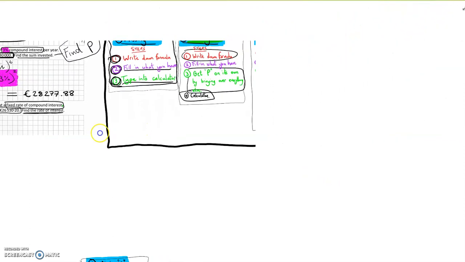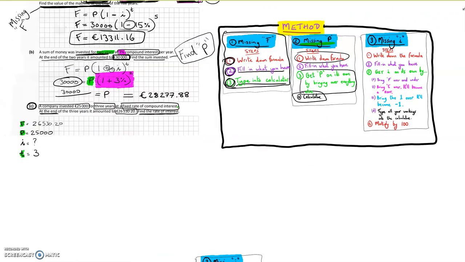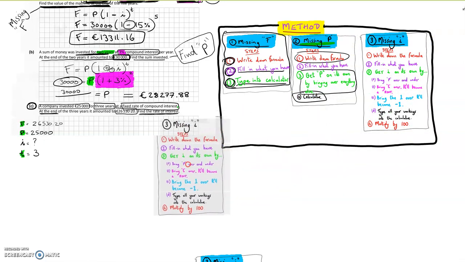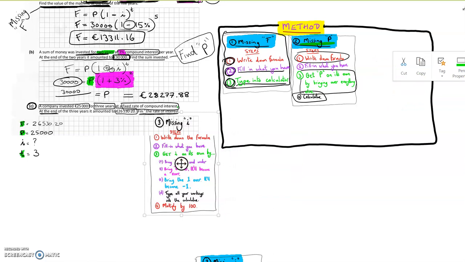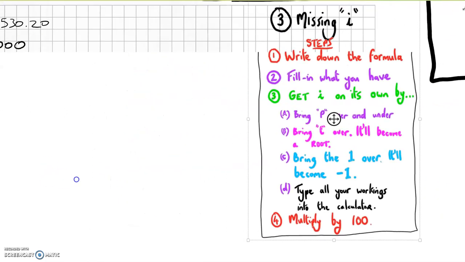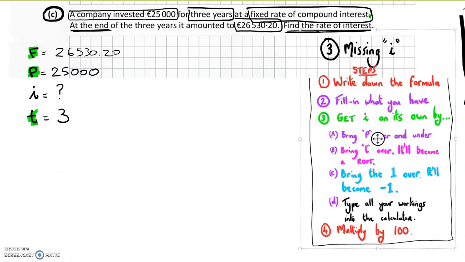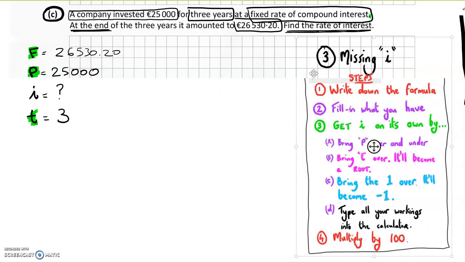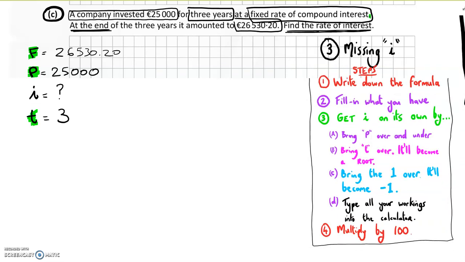Well, let's go back here, and I'll make it a little bit easier by bringing this part over here where we can see it better, because this is our steps to do this question. What's step 1? Step 1 is I need to write down the formula. It's the same formula every time. It's F equals P times 1 plus the interest rate to the power of T.